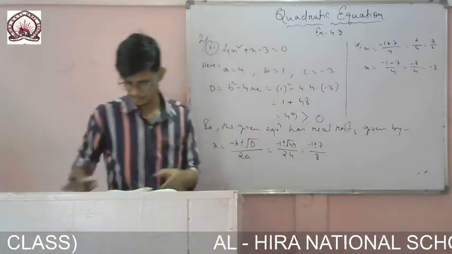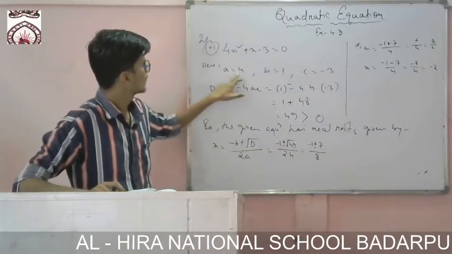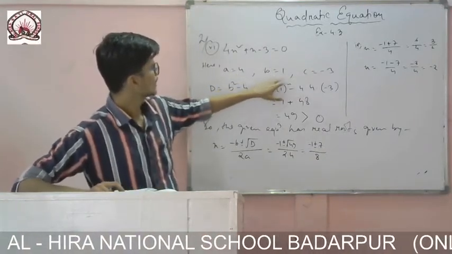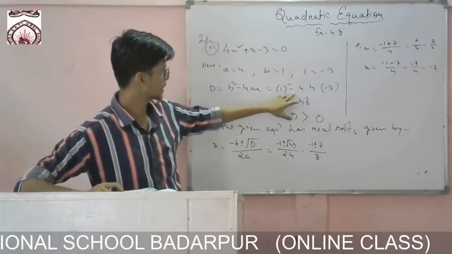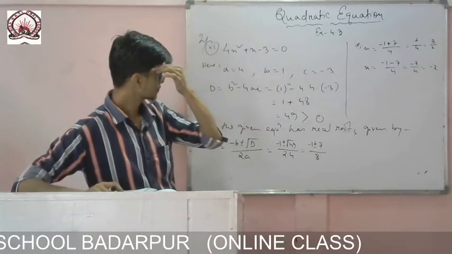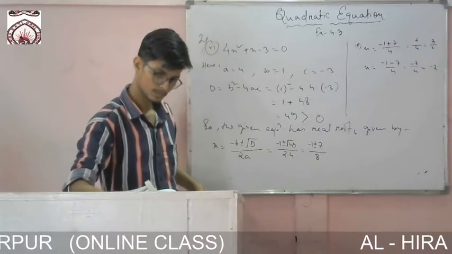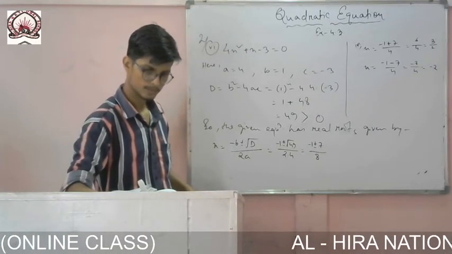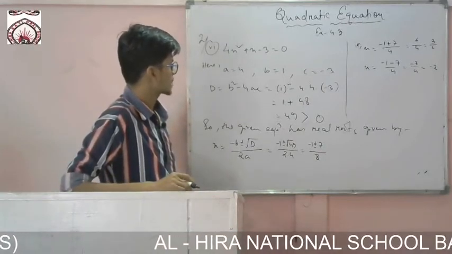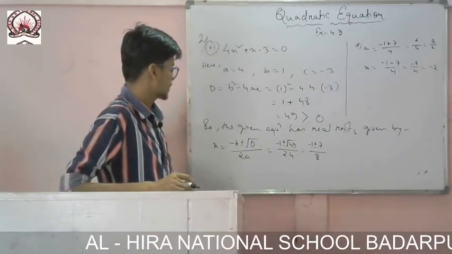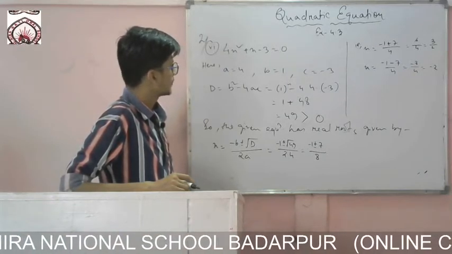Let me see once the question. It is given 4x square plus x minus 3. So here a is 4, b is 1 and c is minus 3. So b square minus 4ac equals 1 square minus, and then this one minus minus plus 48, so 49. So the given equation has real roots. So the formula is minus b, that is minus 1.